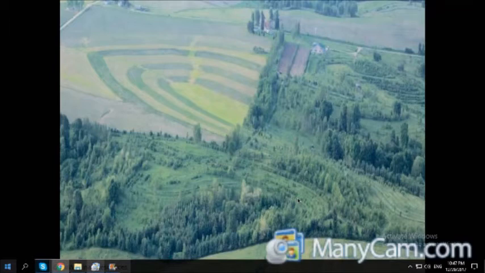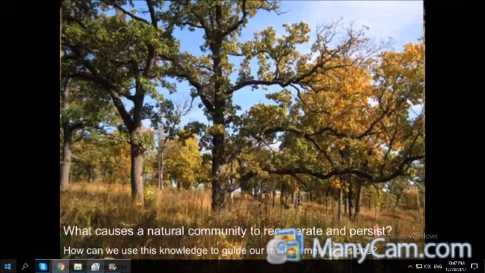But anyways, what causes a natural plant community to regenerate and persist? These are questions we have to keep in our minds all the time, because if we're going to have a production technology, any kind of agricultural or natural resources production technology, it's in our best interest to have it regenerate, to reproduce itself, and to expand and to persist. And how can we use that knowledge to guide our management decisions?